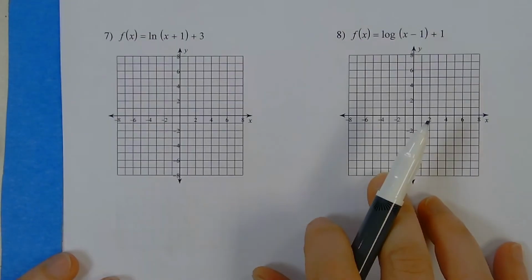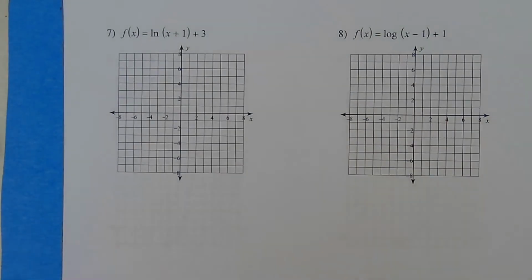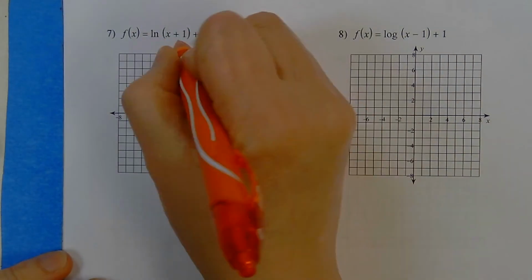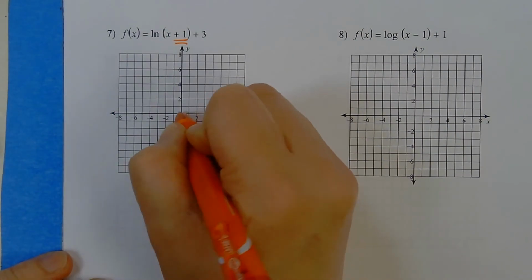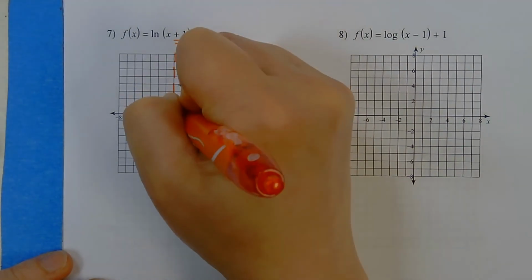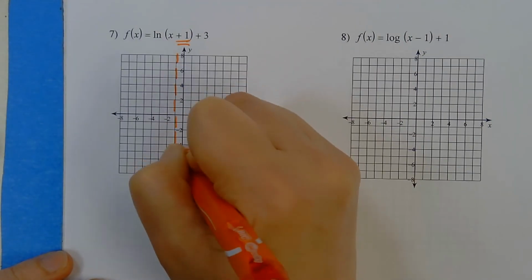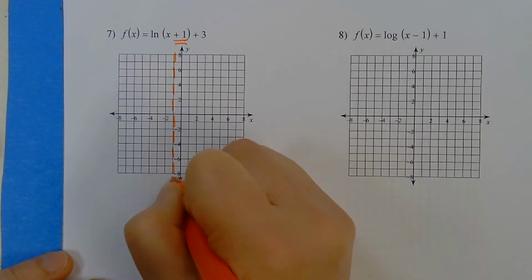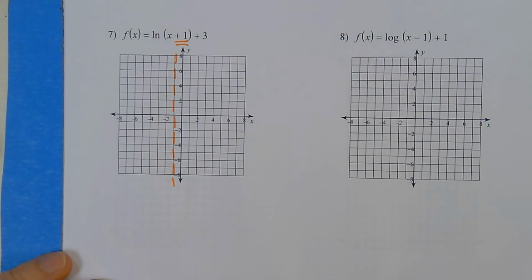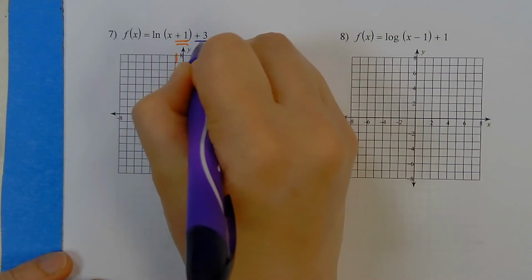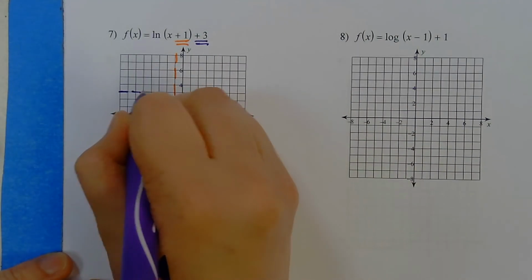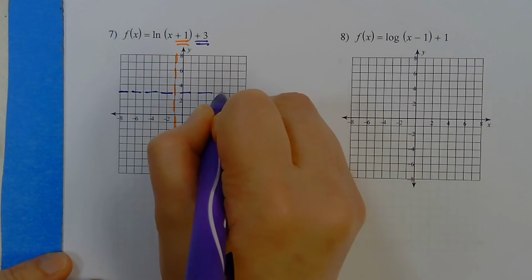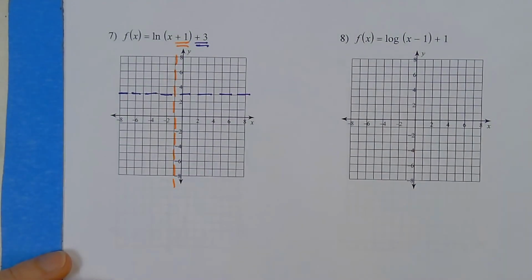All right, for number 7, same thing. So now we have +1, which means instead of going right 1, we're going to go left 1. So this is a little different. All right, and then we are going to go +3 and go 1, 2, 3 up. So shifting everything up.